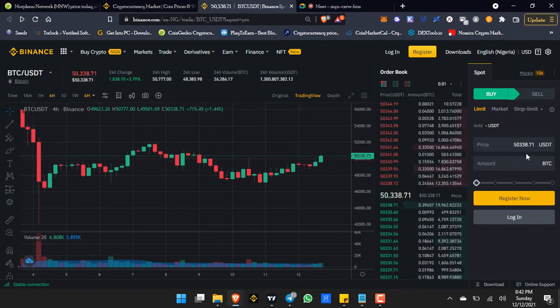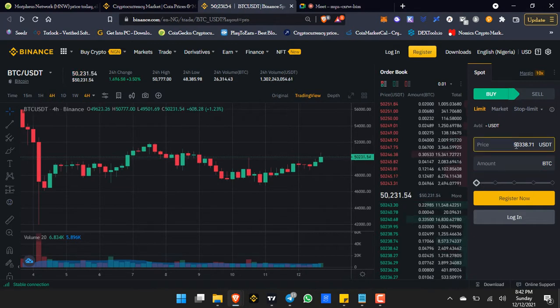Now let me pick another price. You've seen it change, right? So this here is where you state the amount that you're willing to buy or sell for. This is the buy section, this is the sell section. So if you have USDT in your wallet and you want to buy Bitcoin, Ethereum, or any asset, you use the buy section. You enter the price you wish to buy the asset at, and then this indicator here shows the total value of USDT you have in your wallet with which you want to buy the Bitcoin.